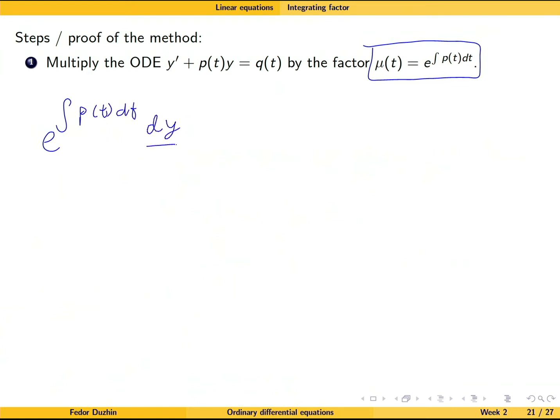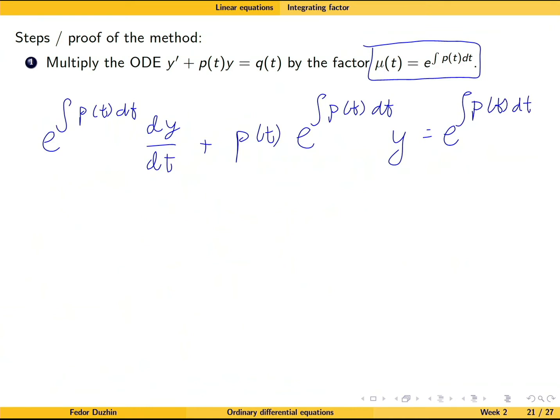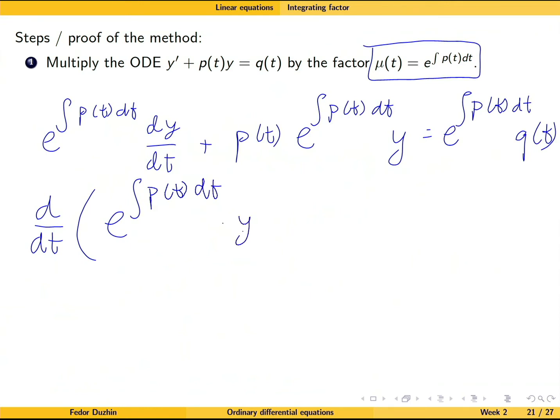So by doing this, we are going to get e to the power integral of p of t dt times y prime, which is dy dt, plus p of t e to the power integral of p of t dt times y, equals e to the integral p of t dt times q of t. But then the left-hand side is nothing else but the derivative of e to the power integral p of t dt times y.